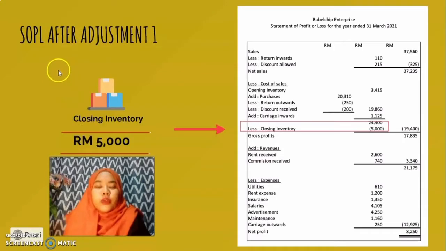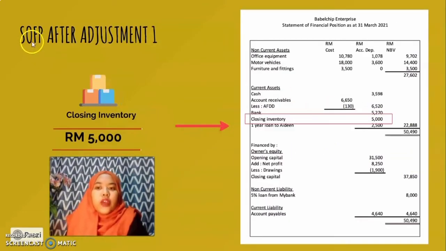Moving on with the SOPL table after adjustment 1, where 5,000 ringgit of closing inventory will be deducted from the cost of sales to generate gross profit. Next is the SOFP table after adjustment 1, where it includes the closing inventory of 5,000 under current asset.